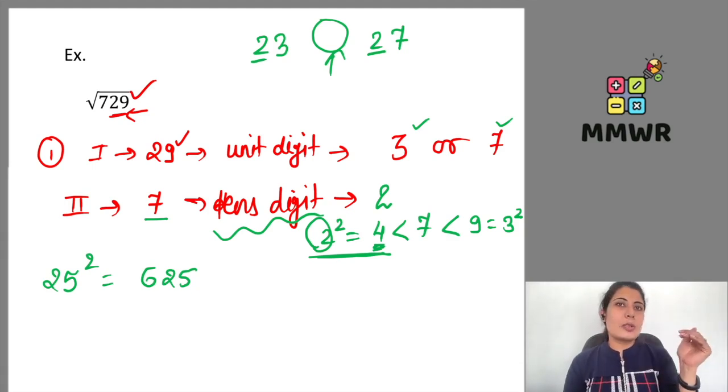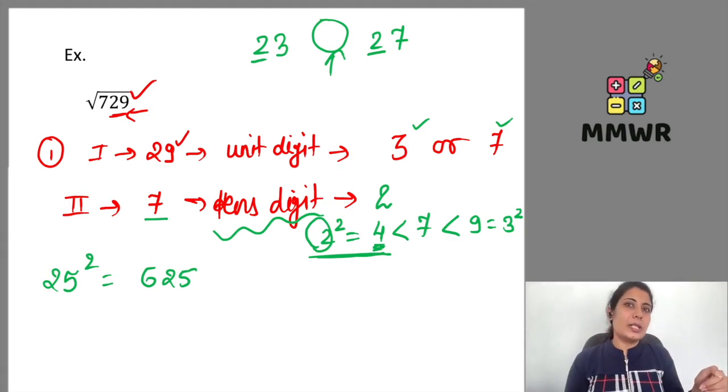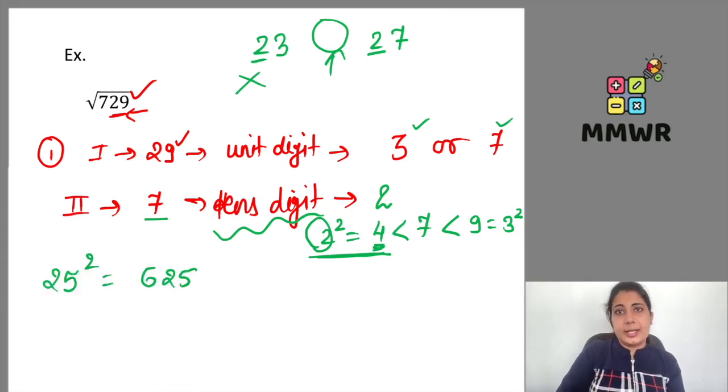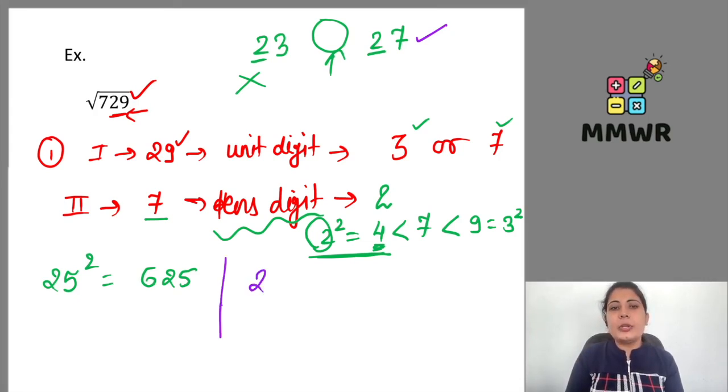So of course its square root is going to be greater than 25, right? It can't be lesser than 25. That means 23 can't be the possible answer. So 23 is not going to be the square root of 729. Now we have to check for 27, whether we are going to get 27 square as 729 or not.